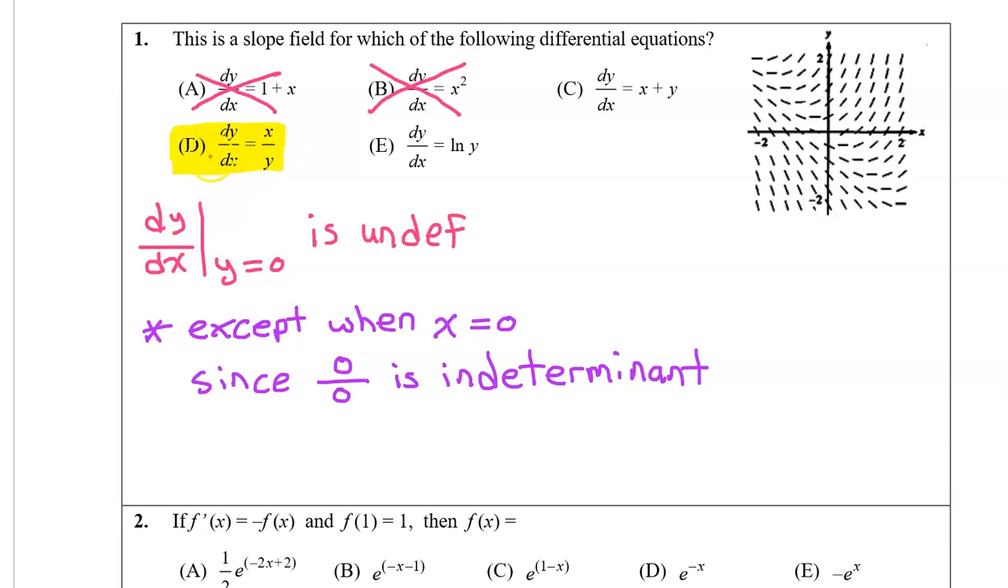You also could have eliminated option D by asking yourself when this expression will be undefined. This will be undefined when y is equal to 0, again, other than 0 over 0. So at y equals 0, we should see a bunch of vertical segments indicating an undefined slope. Looking across where y is equal to 0, we don't see a bunch of vertical segments. So D could not be the answer.